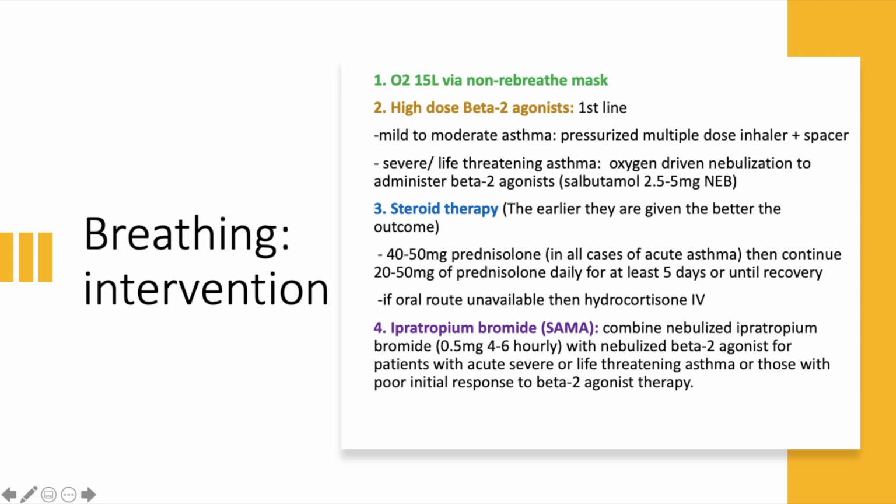Now we've reached the I of our "Oh shit me" mnemonic. This stands for ipratropium bromide, which is a short-acting muscarinic antagonist. You would only consider this for acute, severe or life-threatening asthma, or those with poor initial response to the earlier stages of treatment. This is also given via a nebulizer.